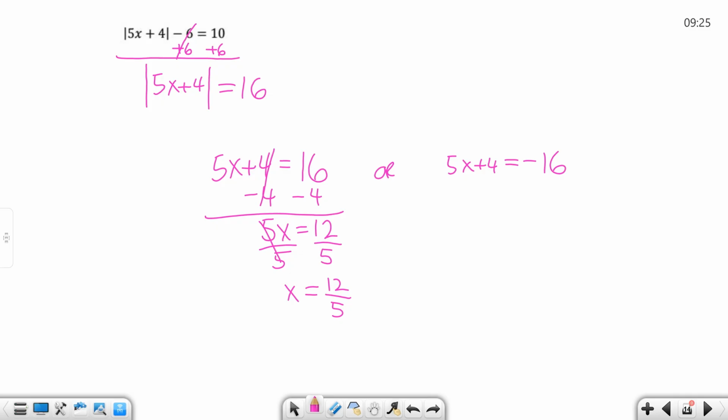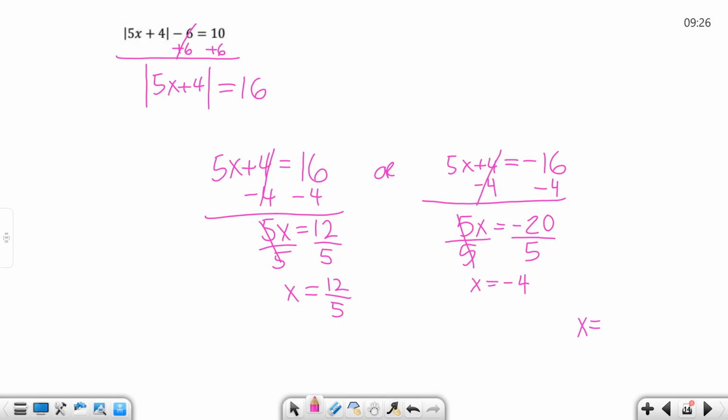So how do I do that? Well, I'm going to do the same steps. I'm going to subtract 4, and then that cancels out. 5x equals what? -16 minus 4 this time is -20, and then we divide both sides by what? 5, and so x equals what? -4, and I was about to box that one too.